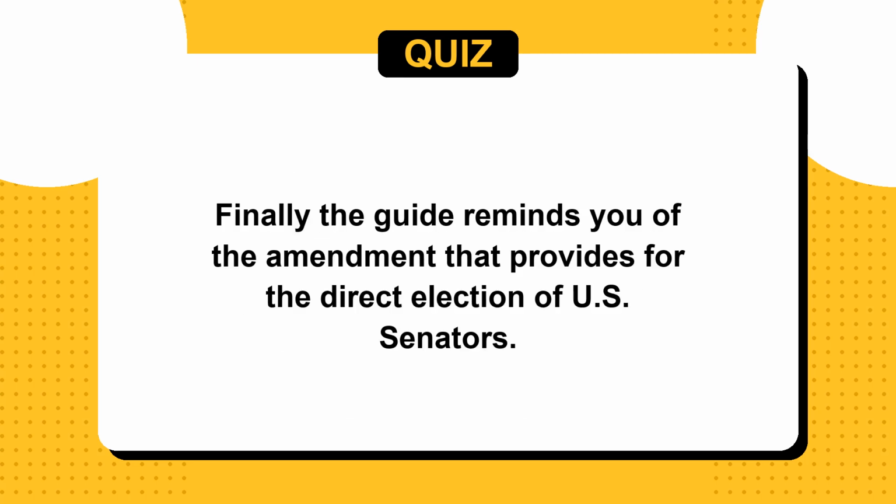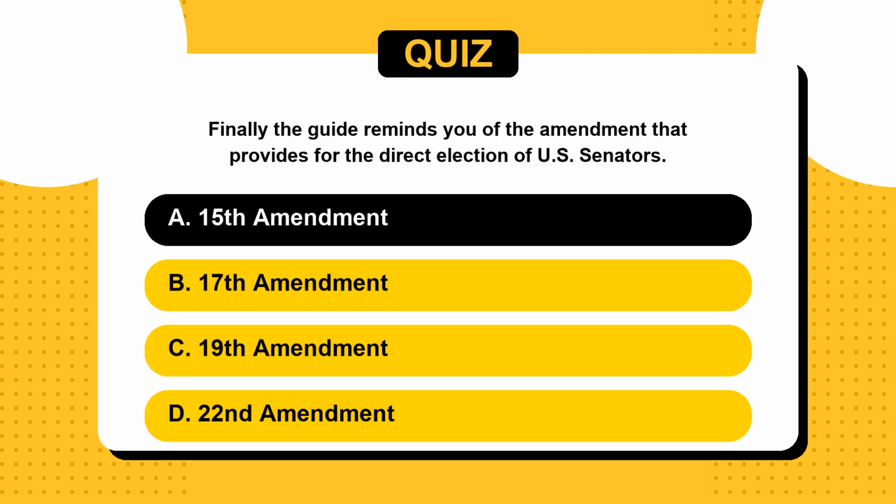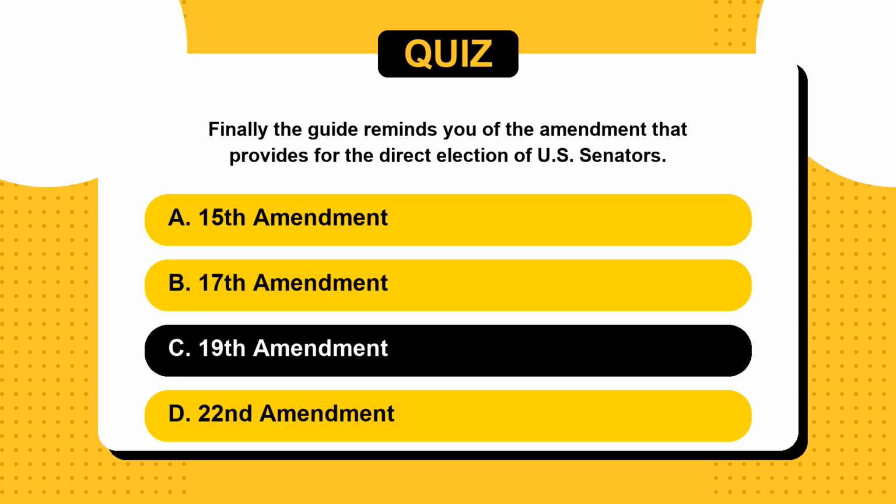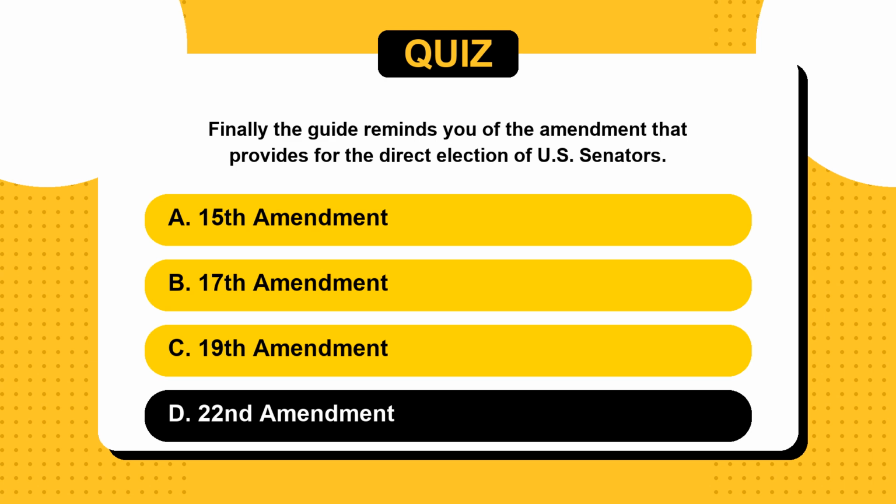Next question. Finally, the guide reminds you of the amendment that provides for the direct election of U.S. Senators. Is it A, 15th Amendment? Or B, 17th Amendment? C, 19th Amendment? Or D, 22nd Amendment?